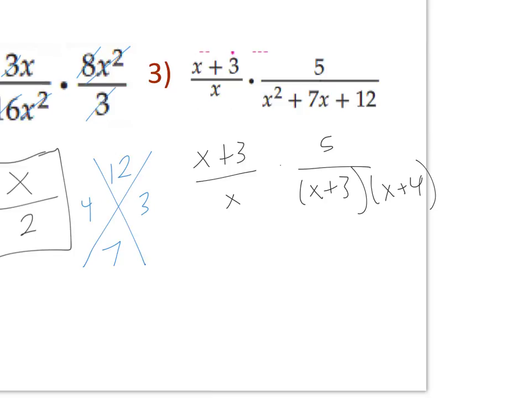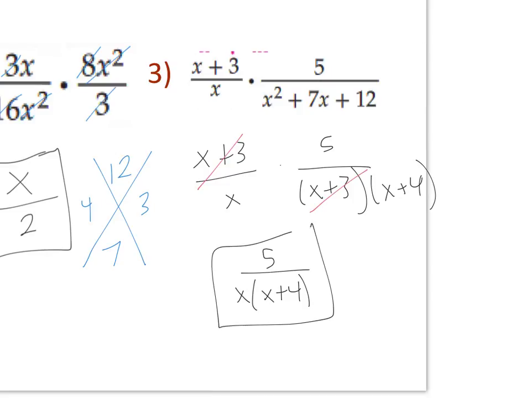And now let's look at cross products. So the x plus 3 and the x plus 3 cancel out. And it looks like there's nothing else that can. So I have 1 times 5, which is 5, over x times x plus 4. And I can go ahead and leave my answer as x times x plus 4 because that's its simplified version. If I wanted to say x squared plus 4x, I also could do that. So that would be my final answer.